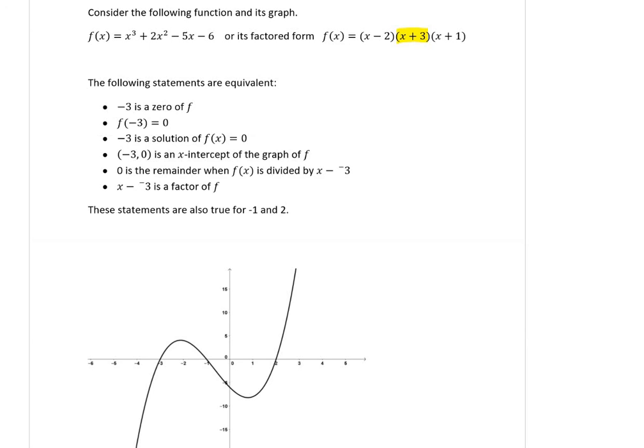F of negative 3 equals 0. Negative 3 is the solution of f of x equals 0. Negative 3, 0 is an x-intercept of the graph, and I can see that right here. 0 is a remainder when f of x is divided by x minus negative 3, or x minus negative 3 is a factor of f. And I can say that the same is true for these other factors as well, the x minus 2 and the x plus 1. So lots of different ways to pretty much say the same thing.